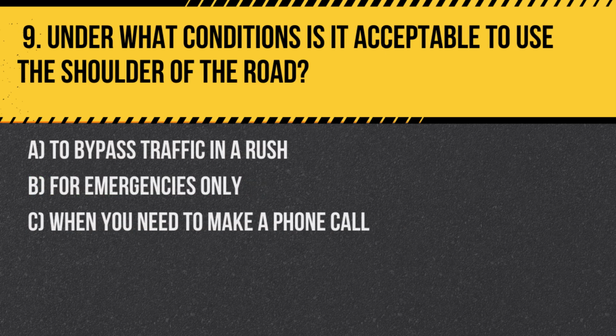Question 9. Under what conditions is it acceptable to use the shoulder of the road? A. To bypass traffic in a rush. B. For emergencies only. C. When you need to make a phone call.